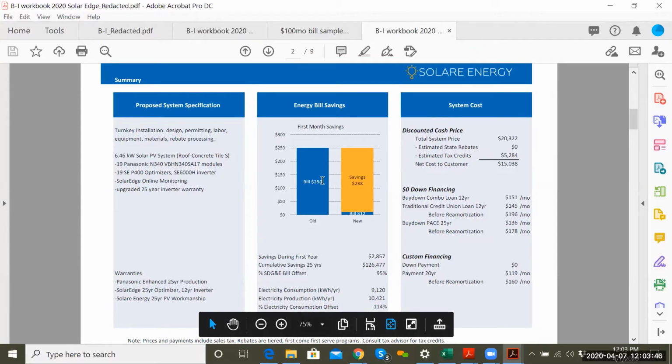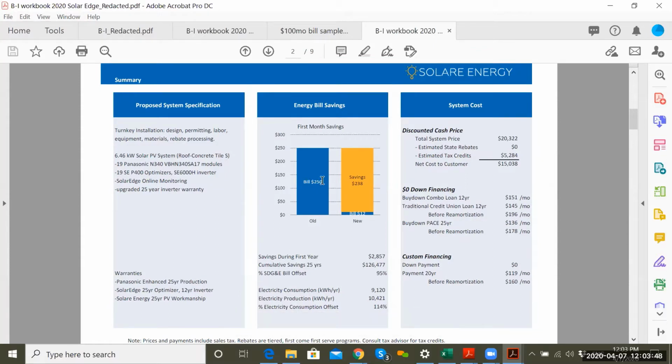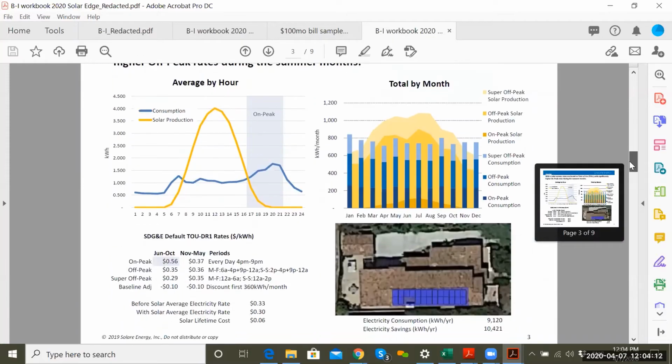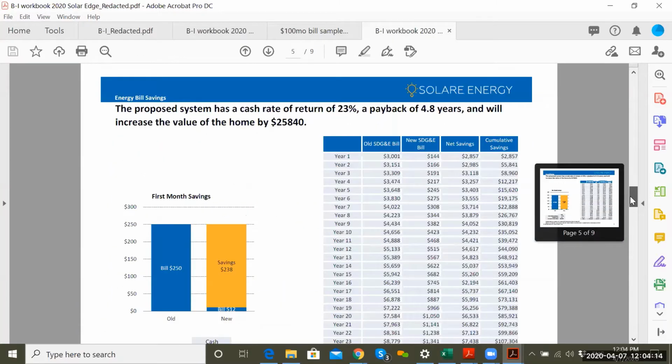So basically, this customer is paying $250 on average per month for their electric bill. And what you're saying is after solar, they will be paying only $12. And so where do we see that? Where do we see the details of this customer's consumption? I guess you looked at their electric bill, which we could also pull up, but I'm going to leave that to the side for now.